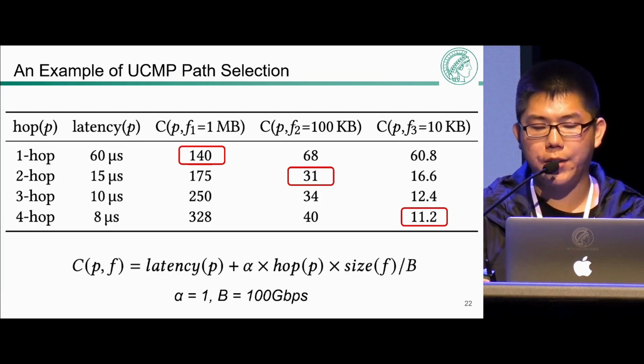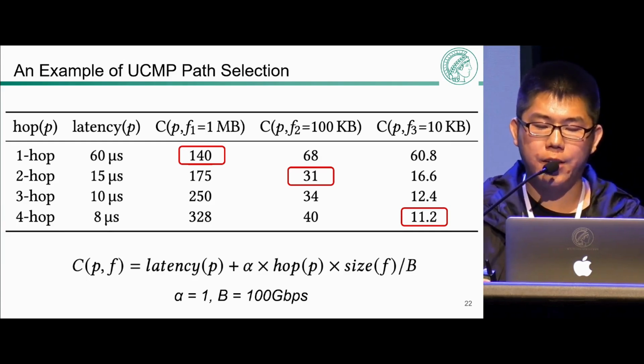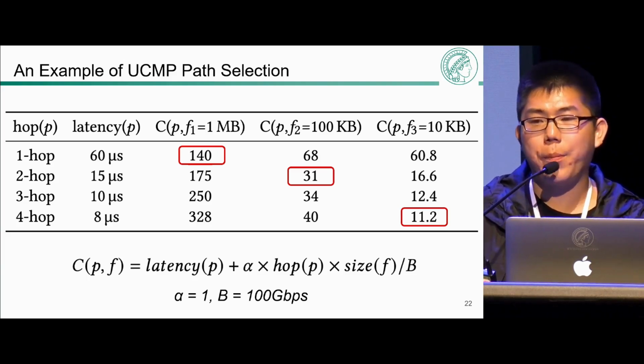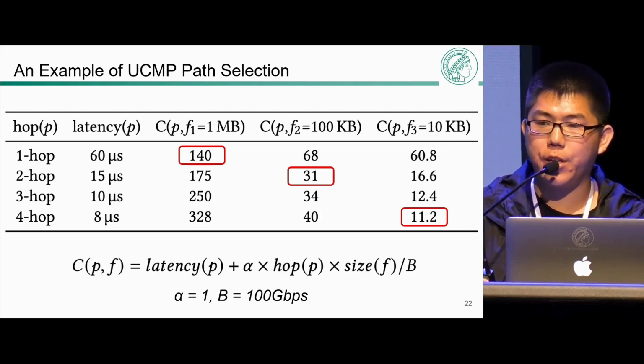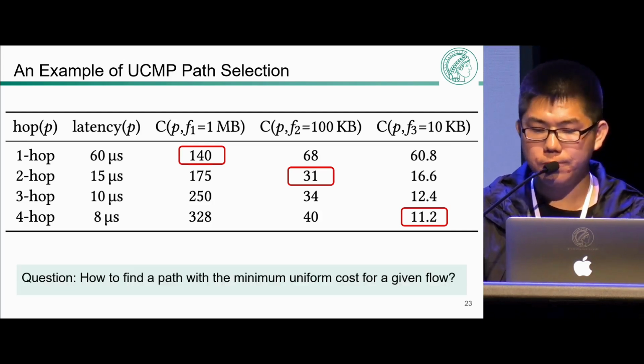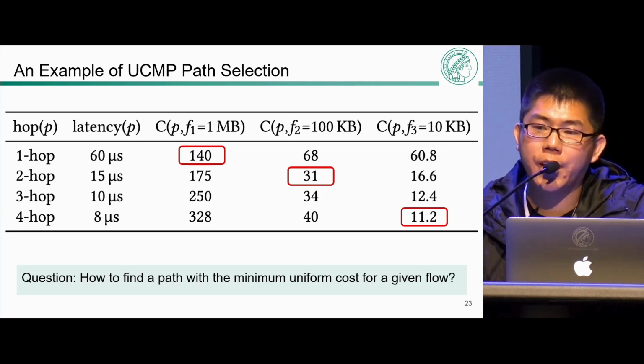Here, flow 1 chooses the 1 hop path, since the flow size is large. Flow 2 selects 2 hop paths, and flow 3 uses 4 hop paths. It is because flow 3 has a small flow size, so the hop count penalty is little, and latency matters more. So it chooses the path with the minimum latency. In this example, we assume UCMP paths are known in advance.